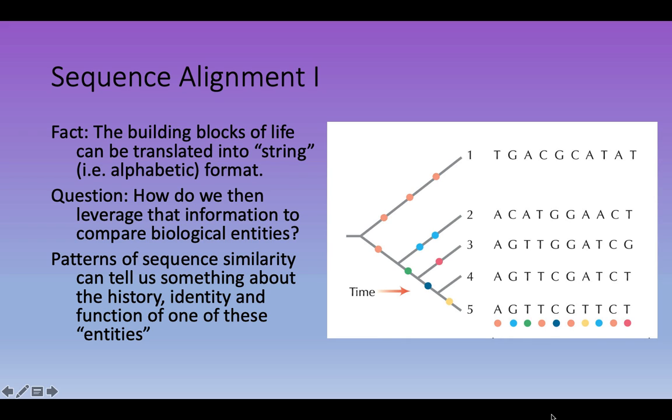One of the principal ways we do this is by looking for patterns of sequence similarity and dissimilarity, and then using those patterns to tell us something about the history, identity, and even function of these entities. A classic way to do this is to take these sequences, and you have this example over here on the right, where you align them to each other, and then you can use the patterns of differences and similarities to build a tree-like structure that shows that the 4 and 5 sequences are the most similar to each other.